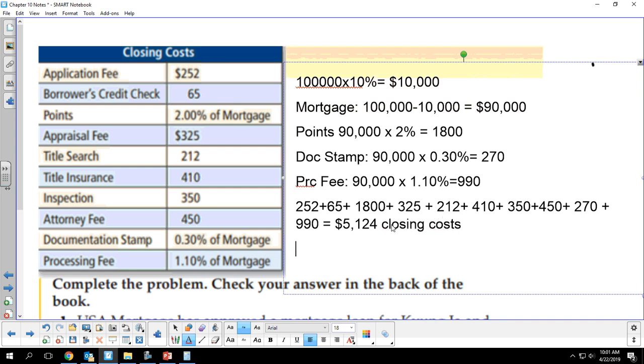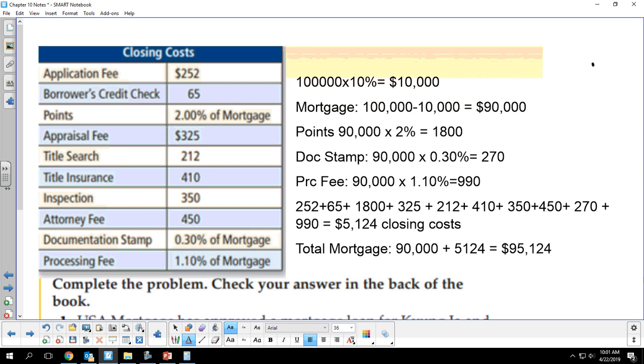So the last thing we want to know is what's the total mortgage amount? So we take our $90,000, we add in the closing costs, and we get $95,124 for our total mortgage. All right, and that's as difficult as that gets.